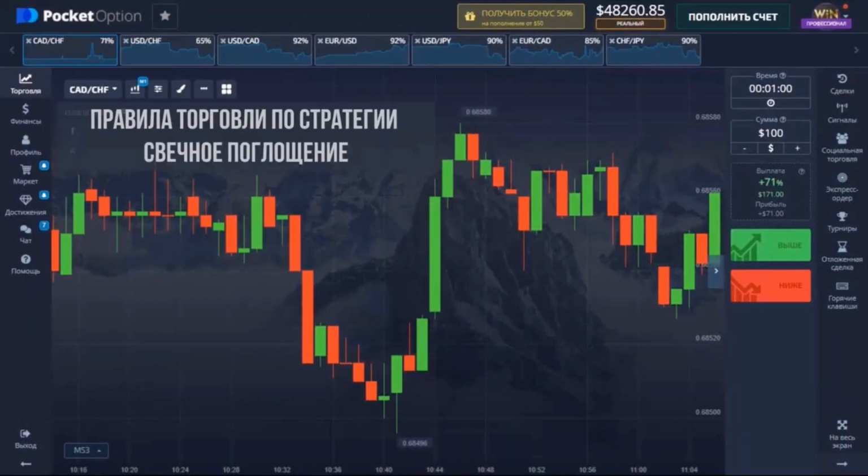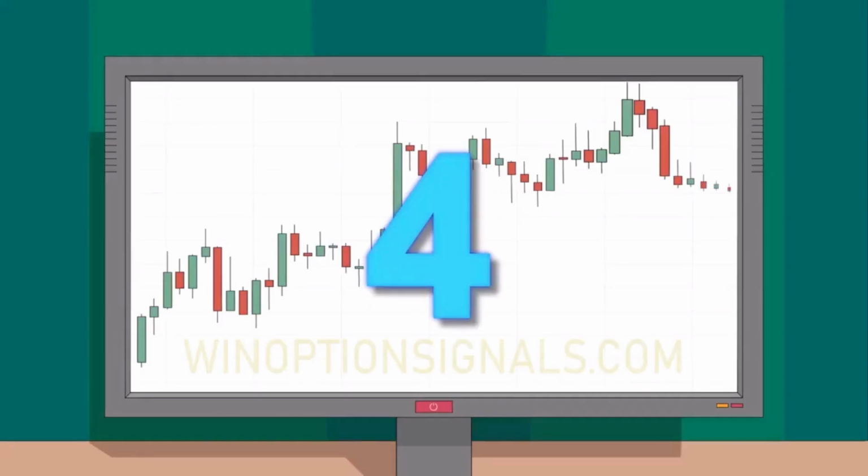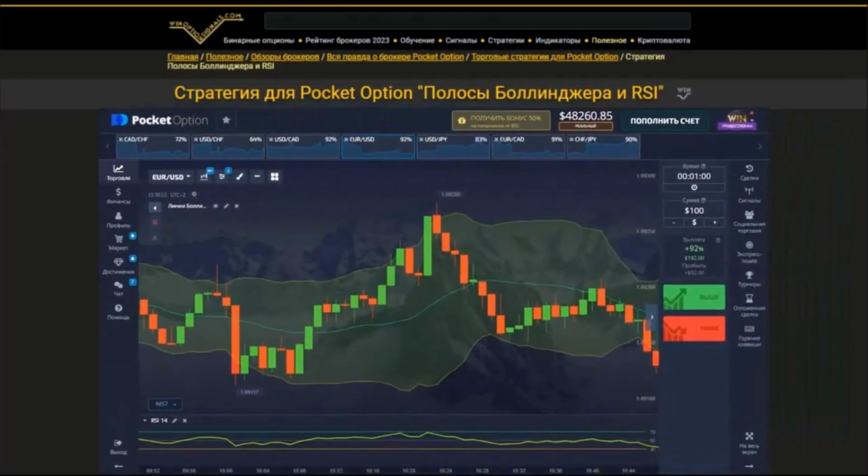The trading rules for this strategy are as follows. 1. You must wait for a candle to appear on the chart with a larger body, directed in the opposite direction. 2. Then wait for a new candle to form that moves in the same direction as the engulfing one. You open a trade only after this new candle closes, buying an option in that same direction. It is very important to remember that the strength of the signal directly depends on the size of the engulfing candle.